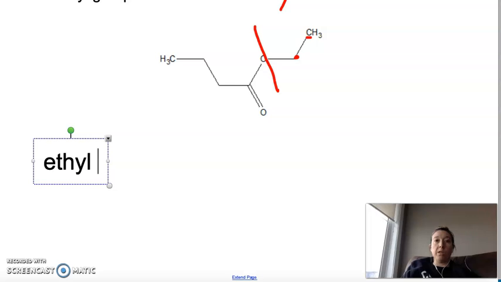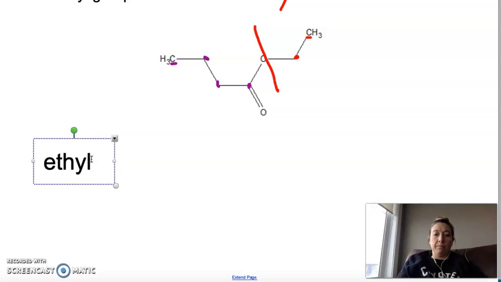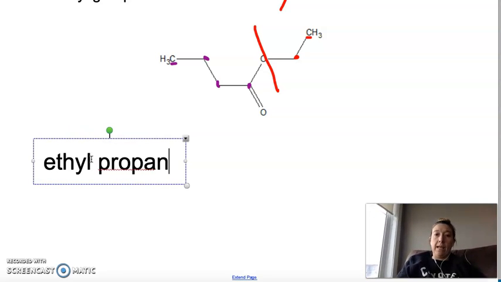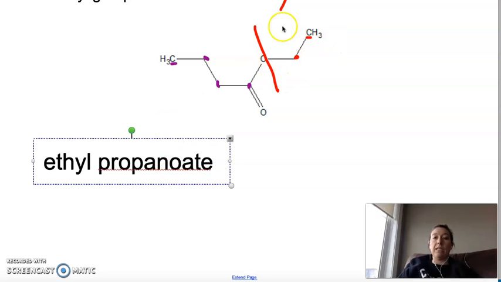Then what we're going to do is put the name of the carboxylic acid in the next part. So where are the carbons in here? Well, here's 1, here's 2, here's 3, and here is number 4. Okay, so because we have 4 of them, we're going to use the name prop. So prop, and, right? Because normally this would be propanoic acid, but we said we would change the ending from oic to oate. So this is ethyl propanoate.